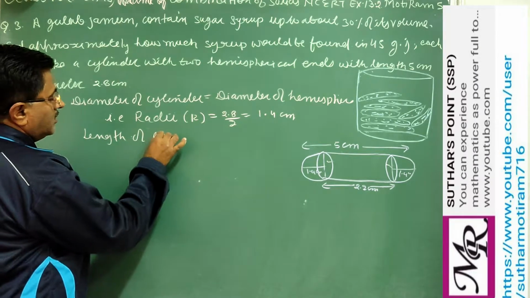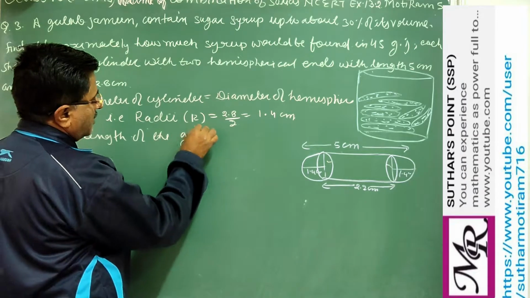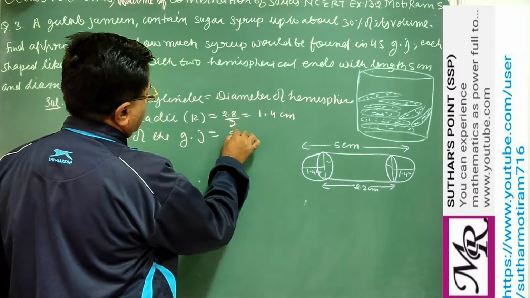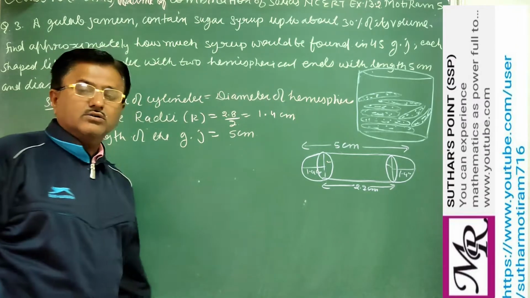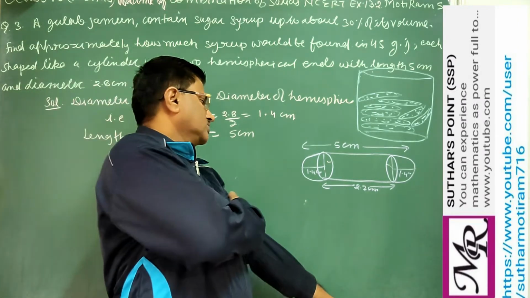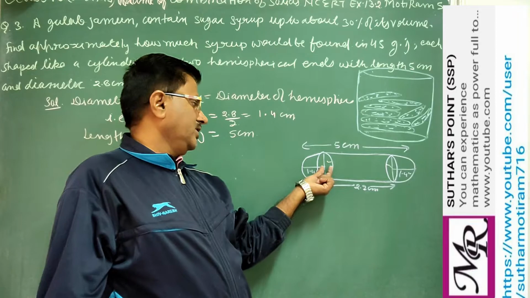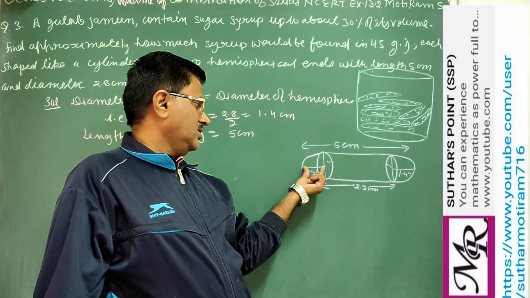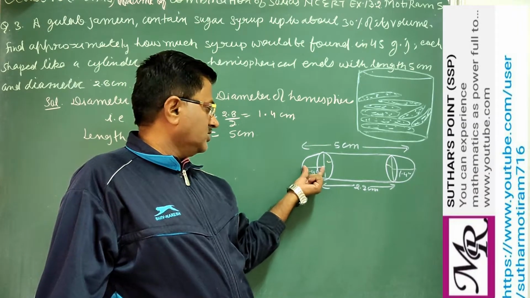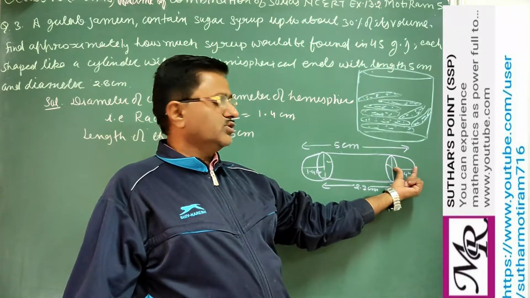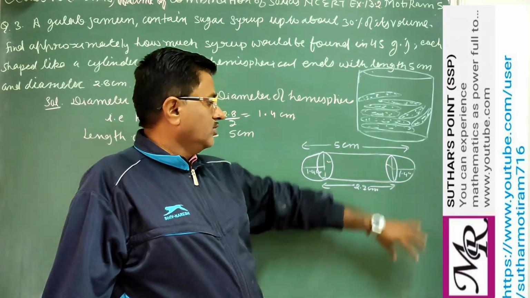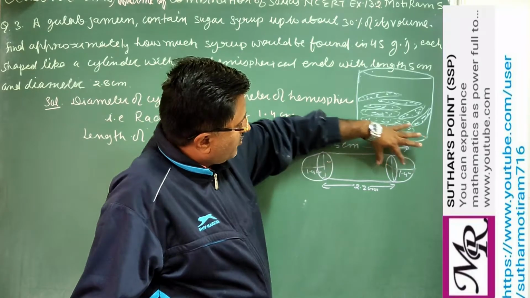Length of the gulab jamun, that is, total length is given as 5 centimeter. Now see very carefully here, dear student, as the radius of the hemisphere is 1.4. So this length is 1.4. Here also this length is 1.4. So here see 1.4, 1.4.